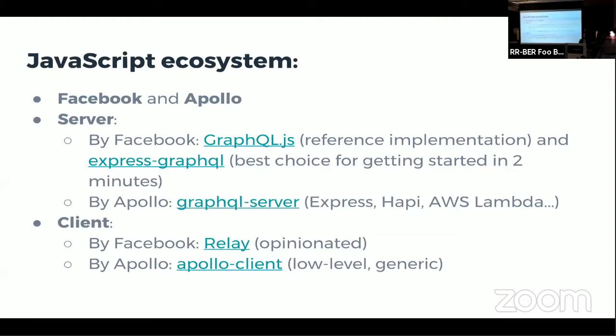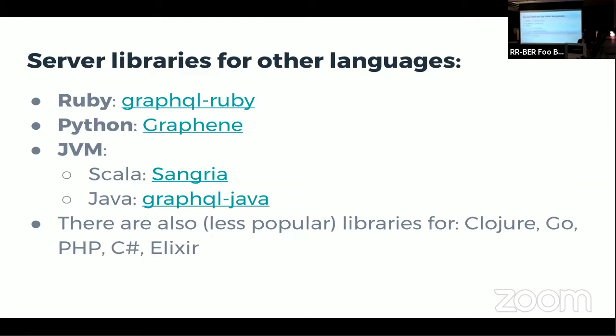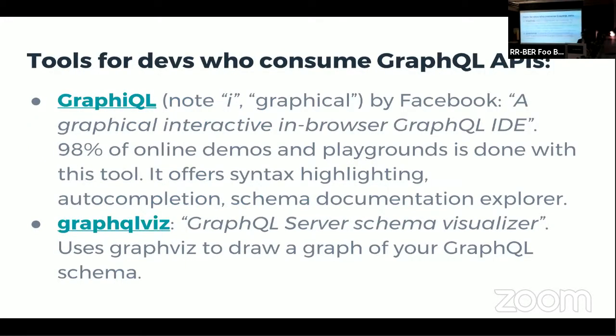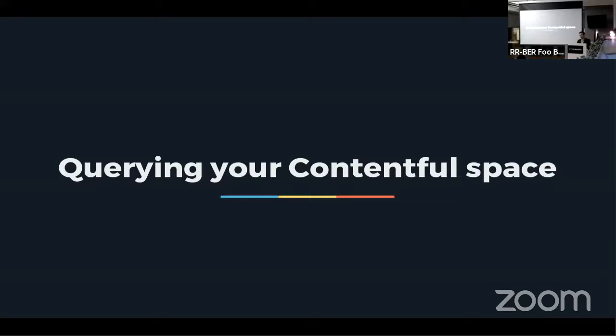So a quick slide about the JavaScript ecosystem, because this is the most popular one. There are two popular communities. The first of them is, of course, Facebook, authors of GraphQL, but there's also Apollo. This is a community built by people around the Meteor framework. These two communities provide you with both server and client-side solutions for interacting with and building GraphQL APIs. There are, of course, libraries for other languages. The slides will be public, so you can just follow the links then. I've listed two tools that are quite useful for developers who consume GraphQL APIs. First of them is, of course, GraphiQL, and this is the IDE that I used in the browser. And second of them is GraphQL Viz, a project that allows you to visualize the schema of your GraphQL API.